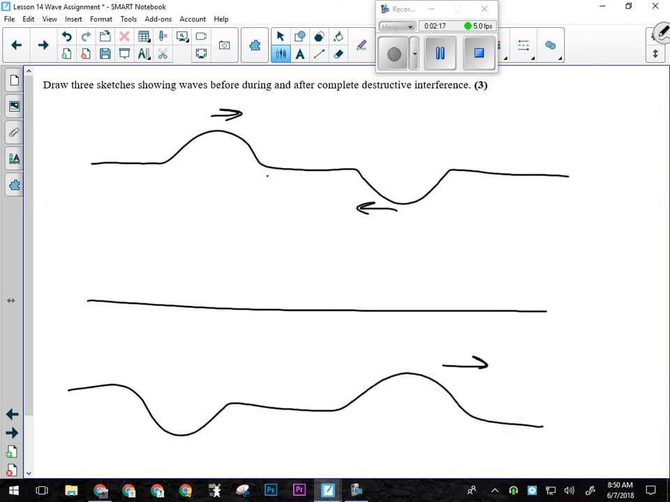The important part of the after picture is recognizing that the waves are not permanently destroyed. They are only destroyed during the actual overlap, and after that they travel on unimpeded. How many people have done number 3?